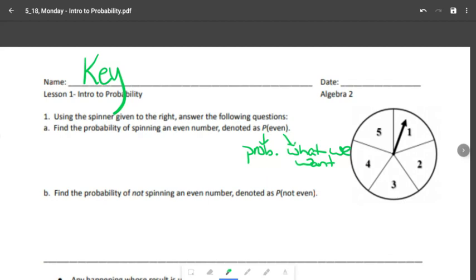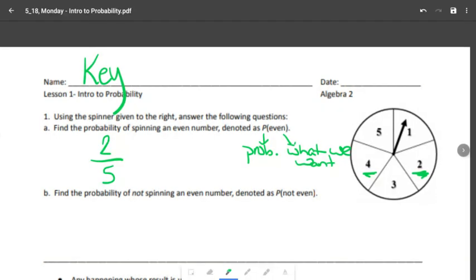Looking at the spinner, there are 5 sections. Each one is the same size. Evens, we have the numbers 2 and 4. So there are 2 evens out of the 5 spaces. So the answer to A should be 2/5.